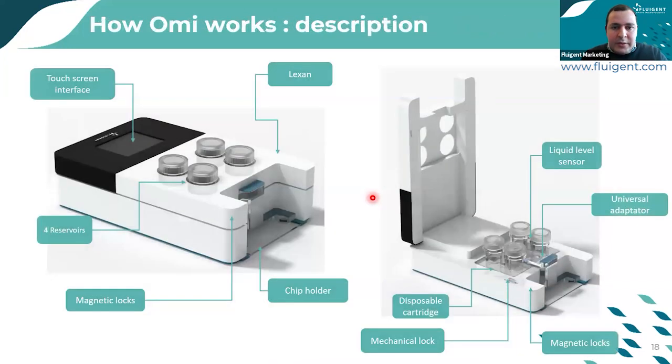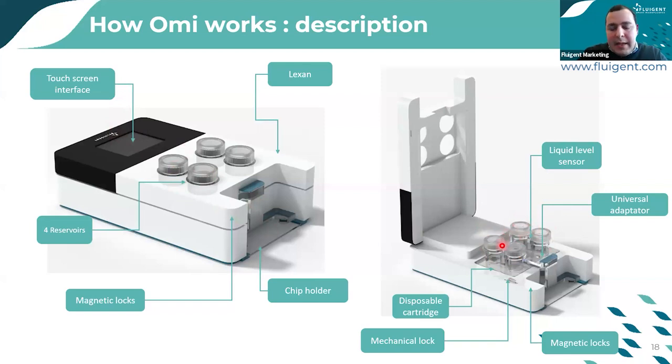Let's see now the components of the OMI. The OMI has a touch screen interface in order to choose which microfluidic circuit you would like to introduce to your system. You will have the 4 reservoirs, and it comes, as you can see here, in a cartridge mode that can be disposable.